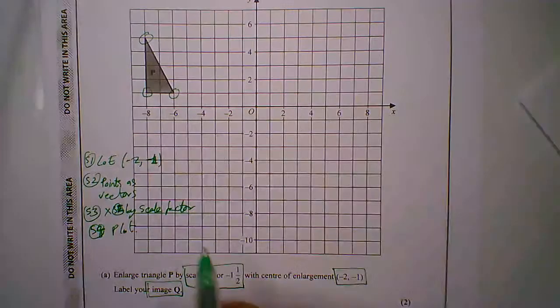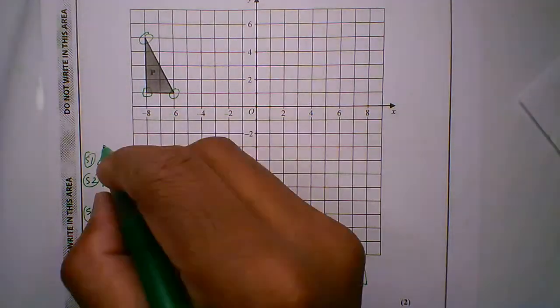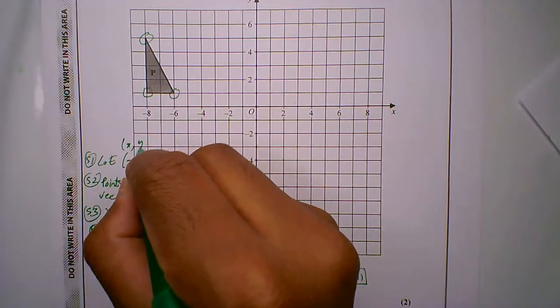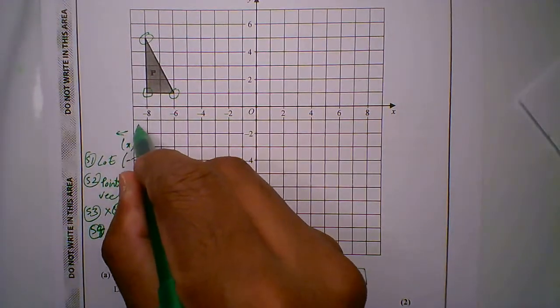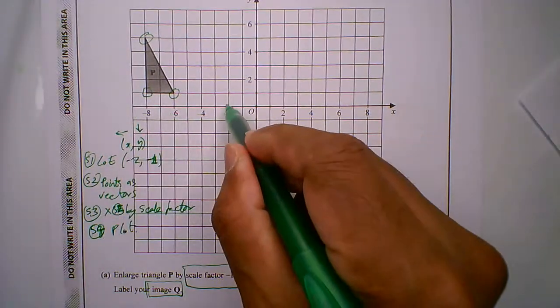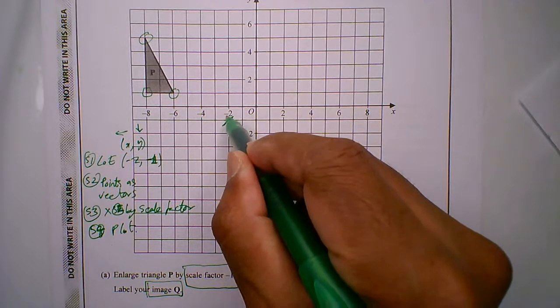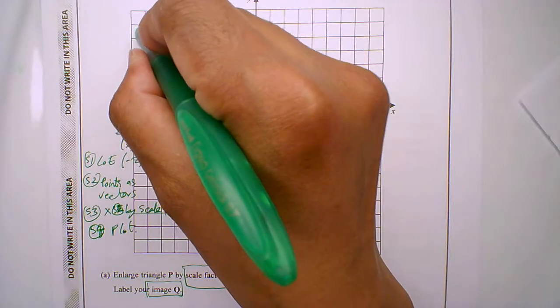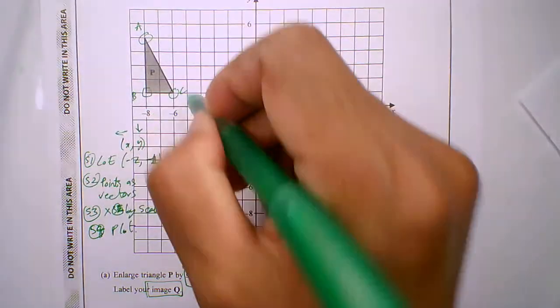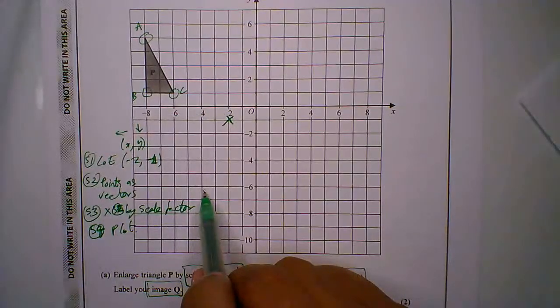So let's do step 1, -2, -1. So you've got x and y. So along the corridor, -2, up or down the stairs, -1. So -2, -1 is here. So that's step 1. Let me label these 3 points as A, B, C.